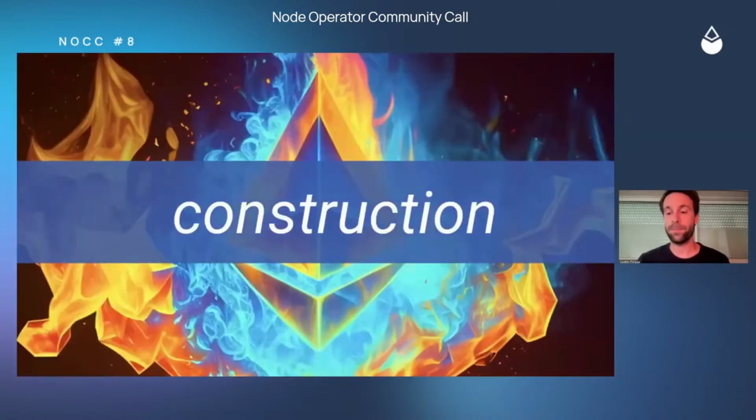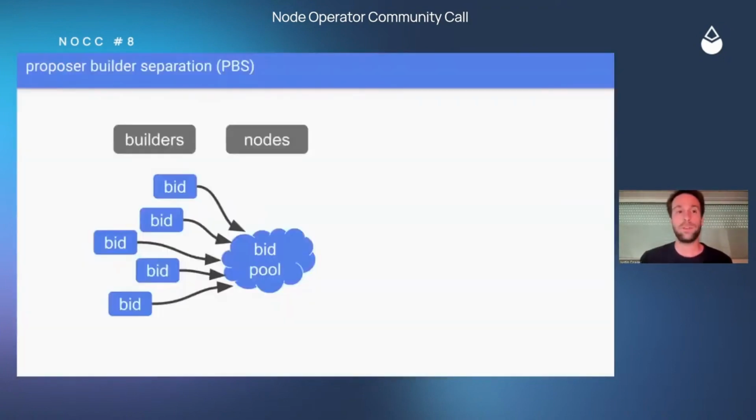Okay, so I just want to give you a little bit of intuition as to how the construction actually works, and I'm happy to answer any questions here. Before we do that, we need to refresh ourselves on what is proposer-builder separation, because that is the context in which MEV burn lives.